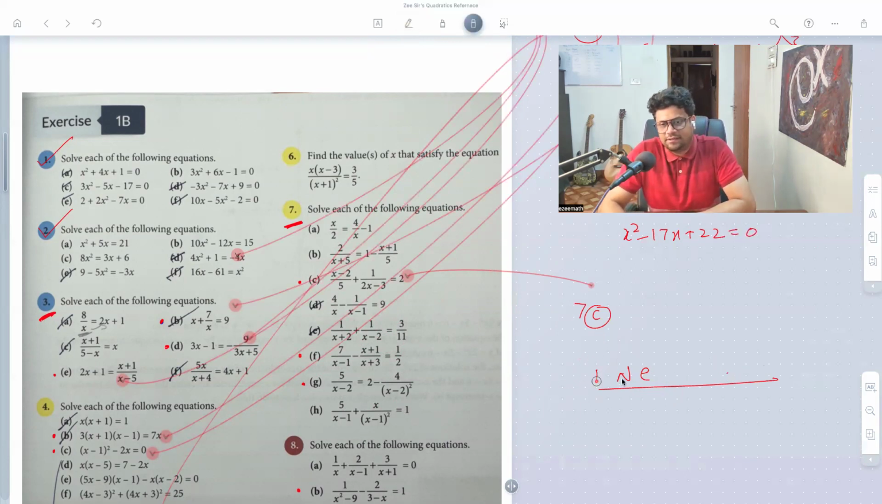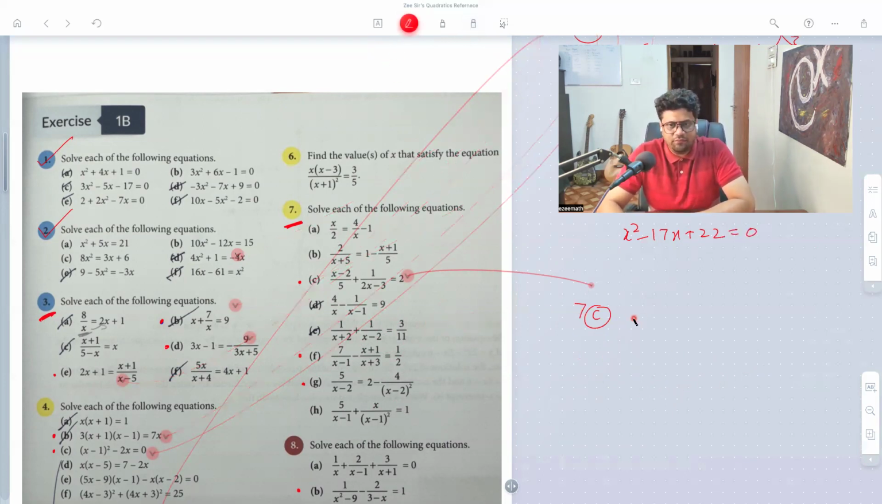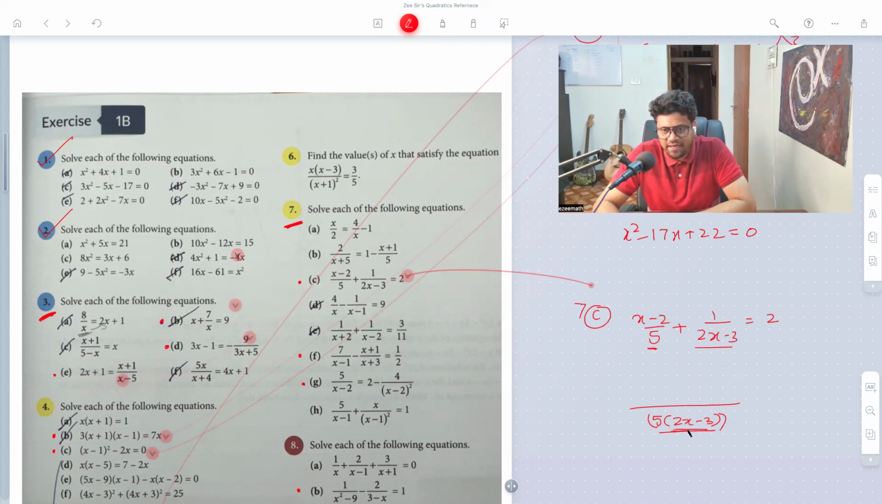Anyways, let's continue. So here we're gonna talk about 7C. We're looking at x minus 2 divided by 5 plus 1 divided by 2x minus 3 equals 2. I'm gonna take the LCM of 5 multiplied by 2x minus 3 in here. What happens? This multiplies with that, gives you the LCM over here. This whole thing divides by the 5, gives you a 2x minus 3. Only 2x minus 3 multiplied by x minus 2 is what you're going to have.